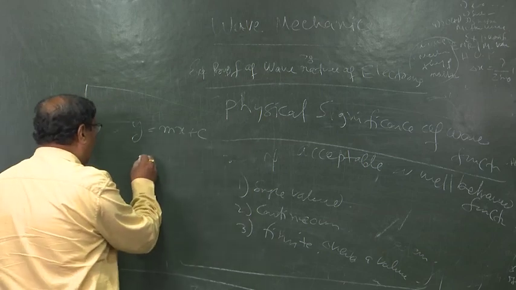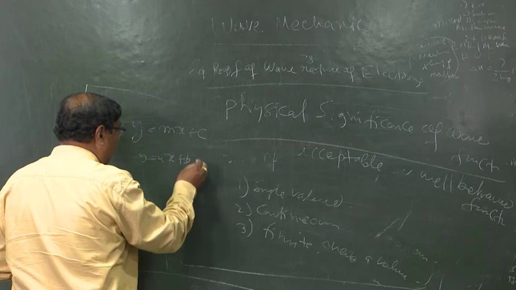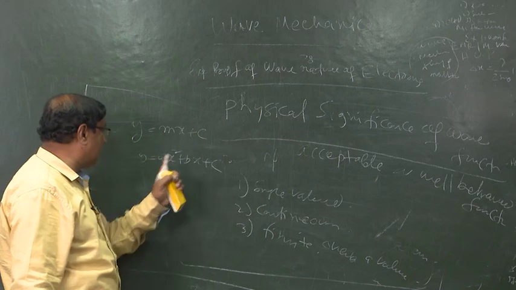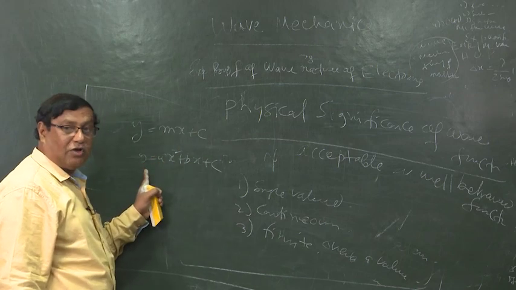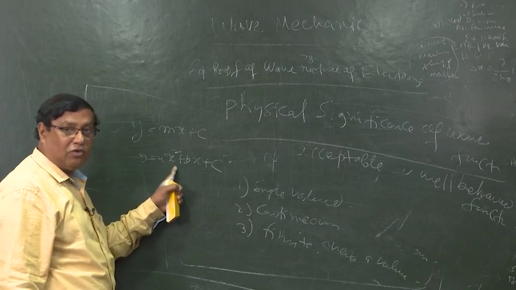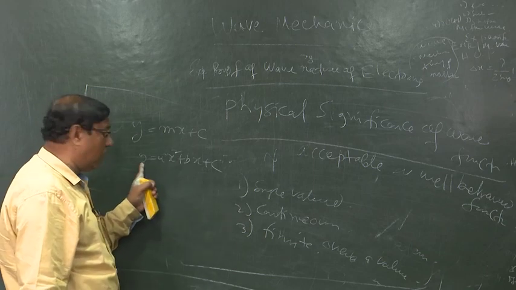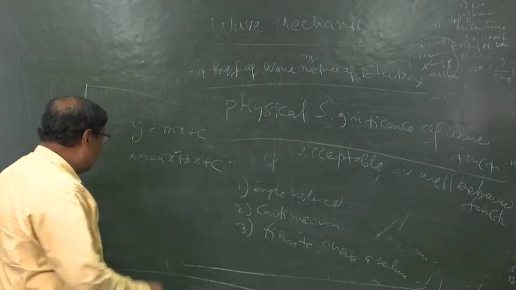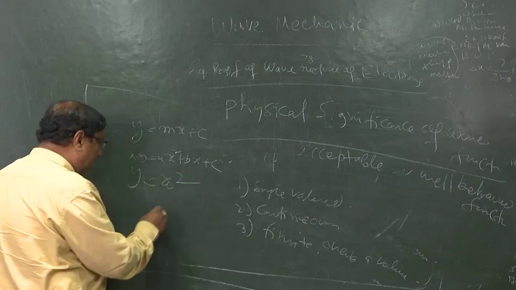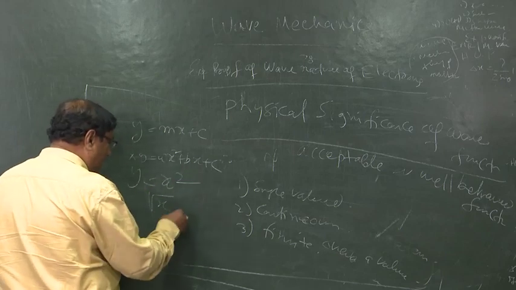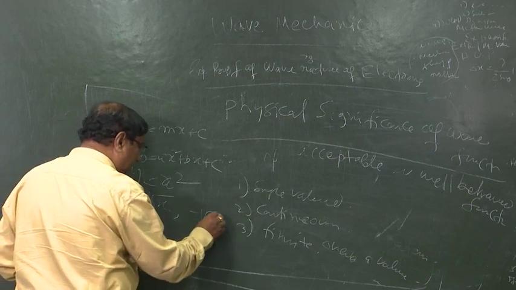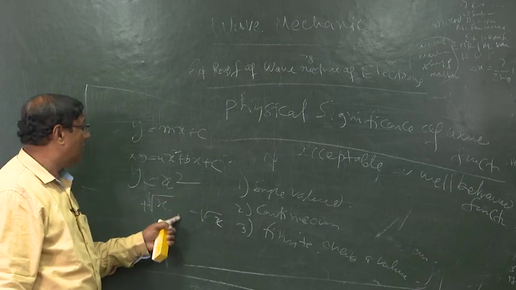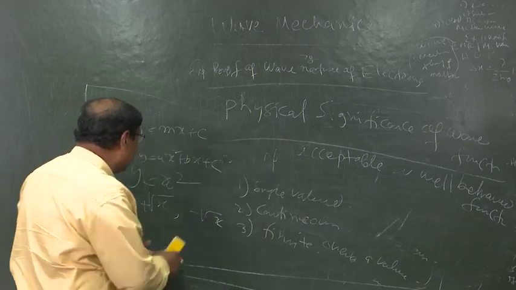But if you take y is equal to ax square plus bx plus c, instead of y is equal to mx plus c, then y is not single valued, x will have two values for y. So this wave function is not acceptable. If you take y is equal to x square, then x will be root over y, with a plus sign or maybe a minus sign. That means this is not acceptable, but the linear one is acceptable. So, it must be single valued.